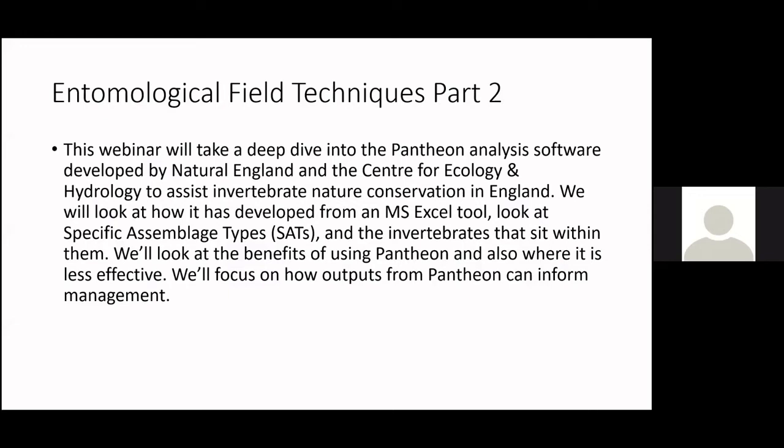We'll look at specific assemblage types, which are basically the assemblages that come out of Pantheon once we've put the lists in. We'll look at some of the benefits of using Pantheon and how it's improved on its forerunner called ISIS. We'll talk about that. And we'll focus a little bit on how some of the outputs from Pantheon can help us to steer management. And we'll also look at where Pantheon is a little less effective than it might be, and possibly what's going to happen in the future.